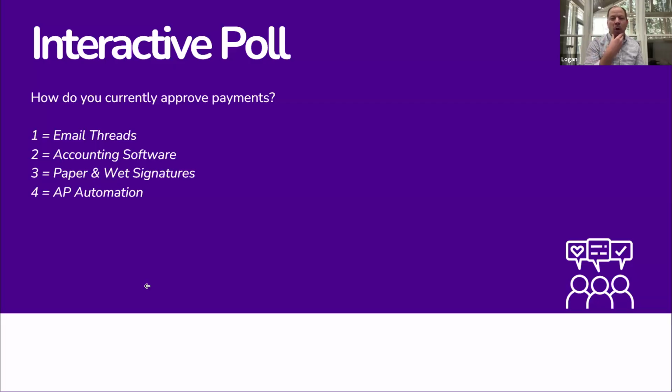But let's do another interactive poll really quickly. We've talked a lot about transitioning and modernizing your payments. Will you let us know what you're doing currently? What is your organization doing when it comes to approving payments? Are you using email threads as option number one? Are you using a formal accounting software or literally paper and signing with a pen? Or are you using some sort of accounts payable automation? Will you pick one of those four options in our poll? Looks like it might have accidentally closed for some, and if that's the case, you can just drop your answer in the chat.